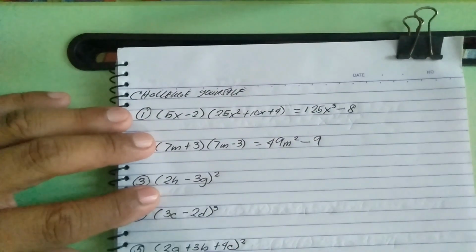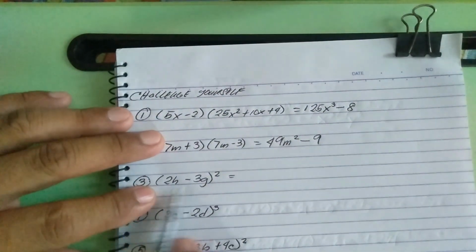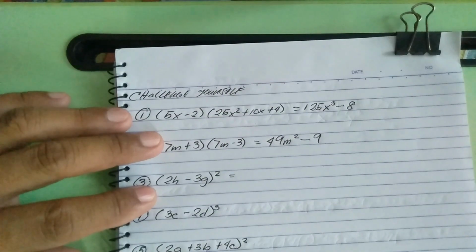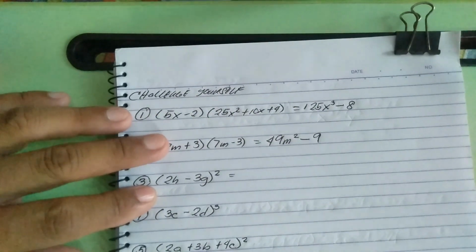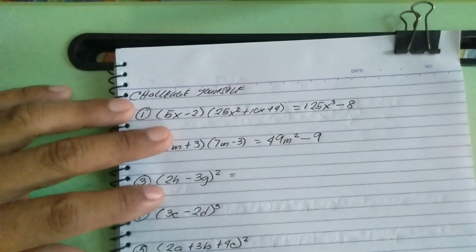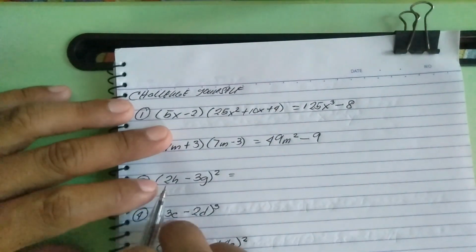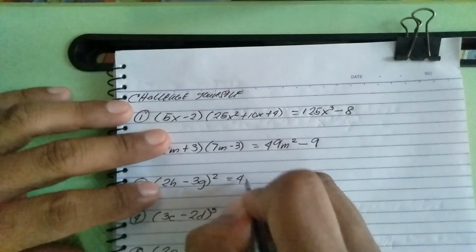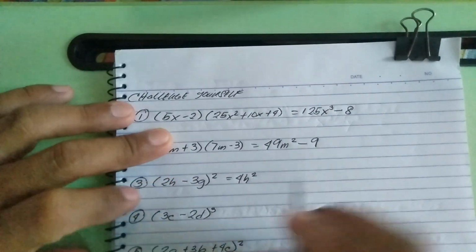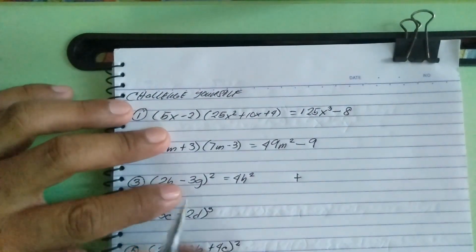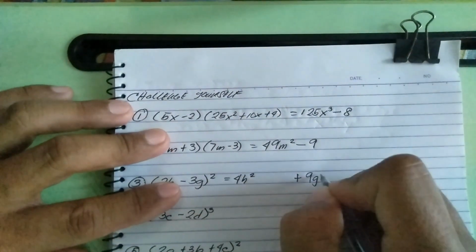2h minus 3g squared. We have 2h minus 3g squared. Ano to? Anong klaseng special product yan? Okay, very good. That is the square of a binomial. Okay? Square the first term, square the last term, twice the product of the first and the second term. So we have square the first term, 4h squared. Maglilib ako ng konting space. Regardless of the sign, positive po ang ilalagay ko dito. 3g squared. Ilan? We have 9g squared.